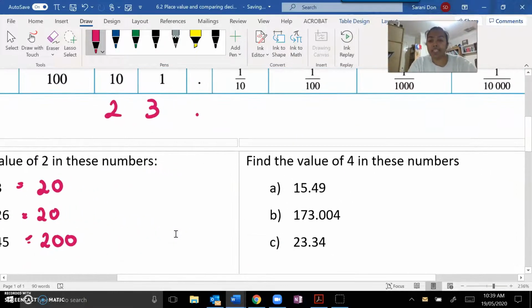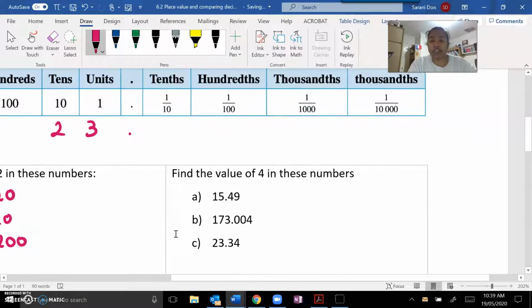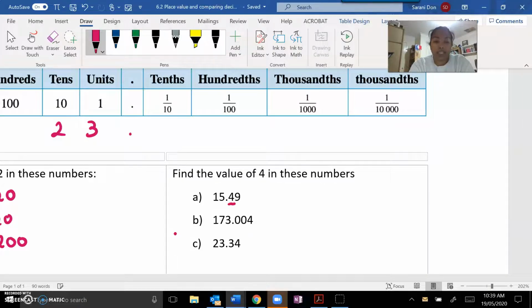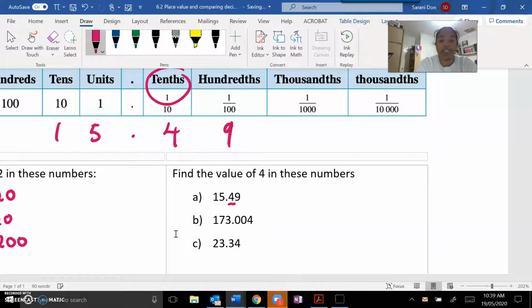If we go across here, now we've got decimals involved. So you need to use the right side of the column. So find the value of 4 in these numbers. So this 4 is the one next to the decimal. So if I were to rewrite this again, it'll be 15.49. That 4 is in the tenths column.